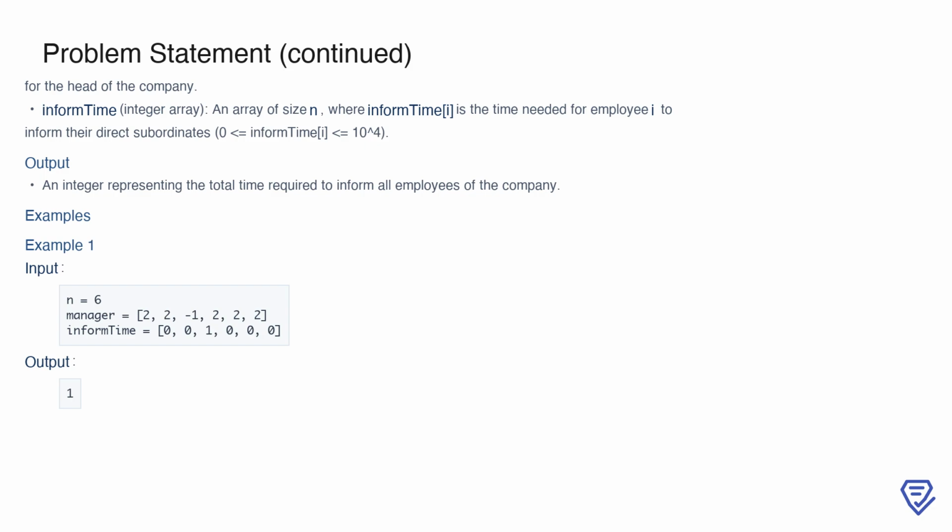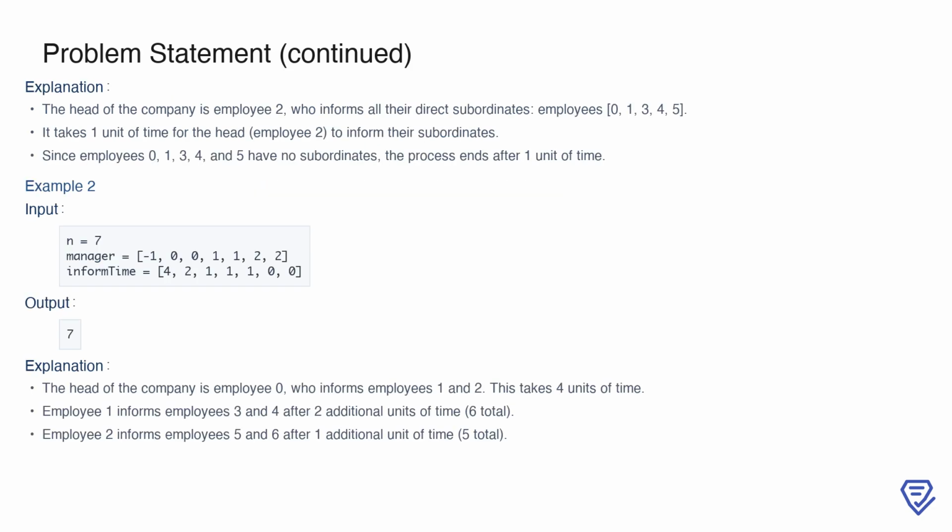Let's explore a few examples to understand this problem better. In the first example, the company has 6 employees, with the hierarchy represented by the manager array. Here, employee 2 is the head of the company because manager[2] equals -1. Employee 2 directly manages the other employees 0, 1, 3, 4, 5. According to the inform time array, it takes 1 unit of time for employee 2 to inform all their direct subordinates. Since none of these subordinates have their own subordinates, the entire process concludes after 1 unit of time, which is the output. This example demonstrates a simple situation where the head directly informs all employees in a single step.